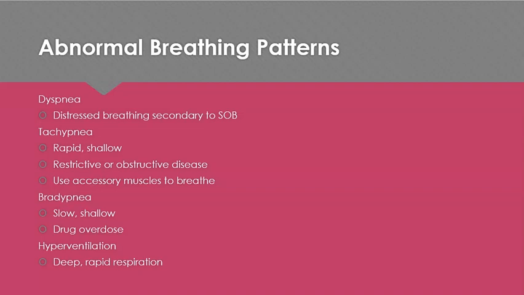Cheyne-Stokes is decreased rate and depth of breathing with periods of apnea, which can occur due to central nervous system damage. Eupnea is normal rate and depth of breathing. Hyperpnea is increased rate and depth of breathing. Hypopnea is decreased rate and depth of breathing. Tachypnea is a faster than normal respiratory rate of more than 20 breaths per minute in adults. There's also hyperventilation, which is deep rapid inspiration. So make sure you know each one of those. The term dyspnea means distressed breathing secondary to shortness of breath.